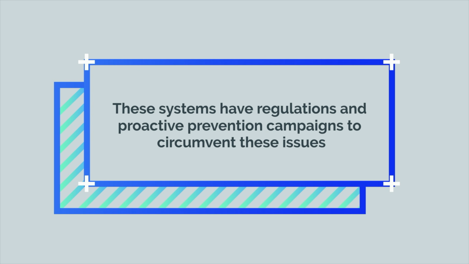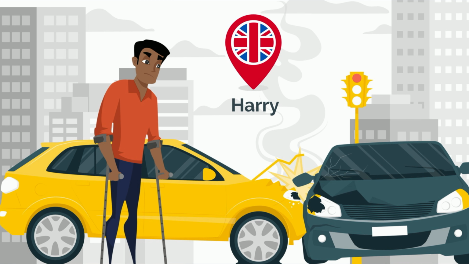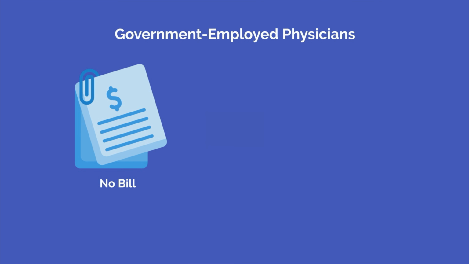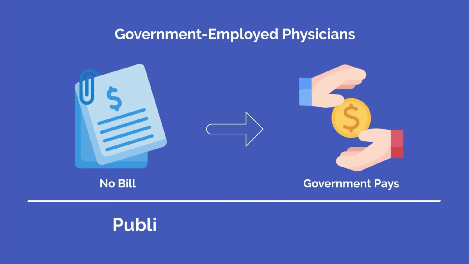To put this all into perspective, let's say your friend Harry, a British citizen, gets into a crazy car accident. In Britain, he'll be rushed to the hospital, government-owned, he'll be treated by physicians, government-employed, and he'll also walk out without any bill, because the government pays. This is public funding and public delivery.